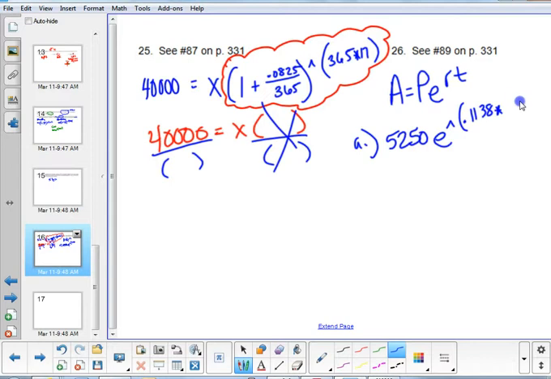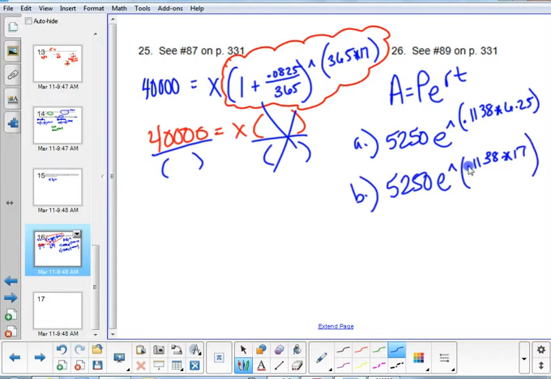For part A, they wanted it to be there for 6.25 years, so that's what I'm going to put for the time. And then when we get to B, it's 17 years, so very similar problem, just the t changes. So as long as you're careful typers with parentheses, that should be a very easy question. And I think that does it for 4.1.